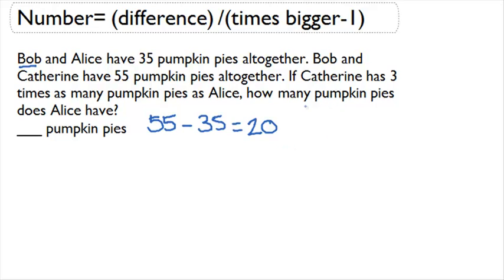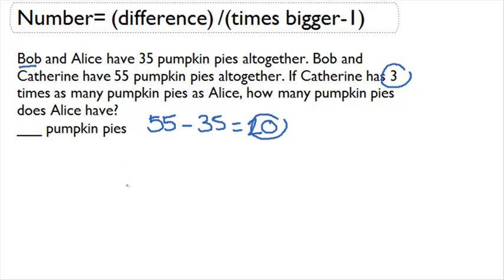Now, if we know that Catherine has 3 times as many pumpkin pies as Alice, and we want to know how many pumpkin pies Alice has, we know that whatever number Alice has, if we add it to 20, we'll have a number that is 3 times as big as the number that Alice has. So this is how we can use our formula. The number is going to equal the difference between those two numbers, which is our 20, divided by the number of times bigger, which is 3, minus 1.